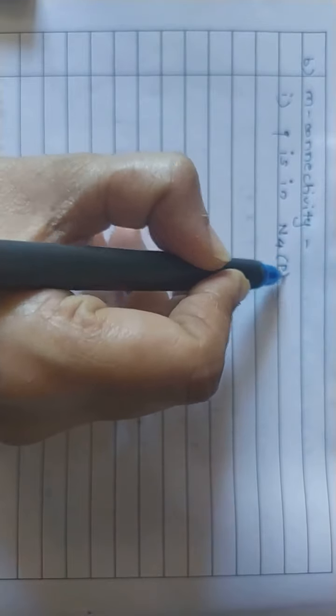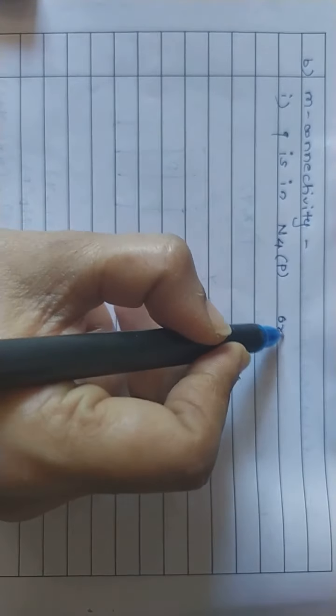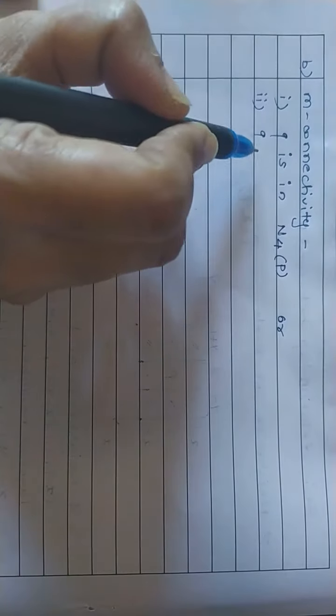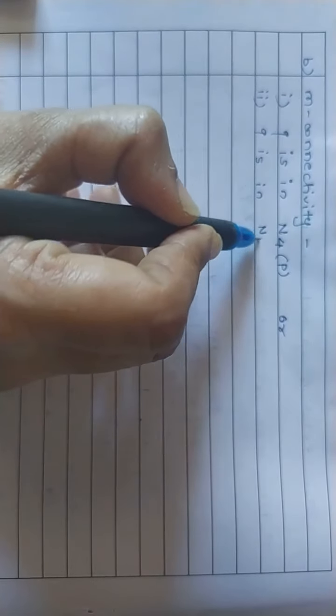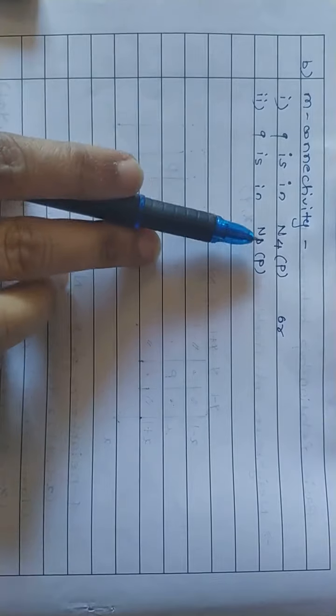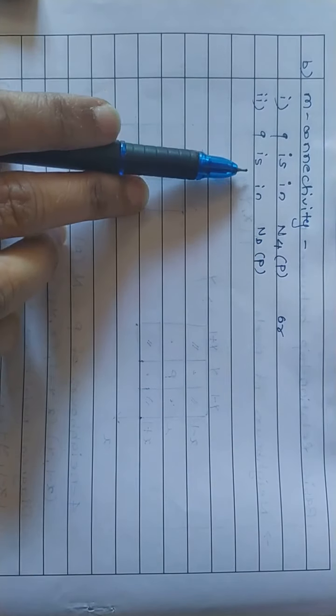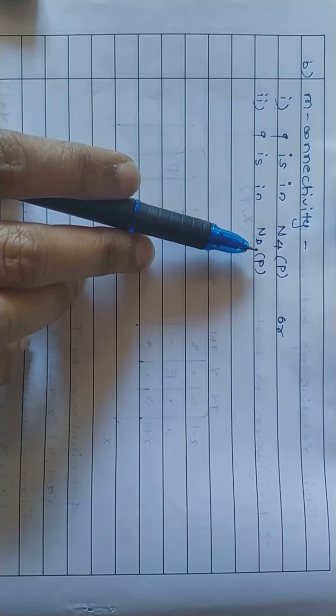The third type of connectivity is M connectivity, or it is also called M adjacency. Pixel P and pixel Q with values from set V are M connected if they satisfy two conditions. The first condition is Q is in N4(P). Or the second condition is that Q is in ND(P). That means Q should be either a 4 neighbor of pixel P or a diagonal neighbor of pixel P.